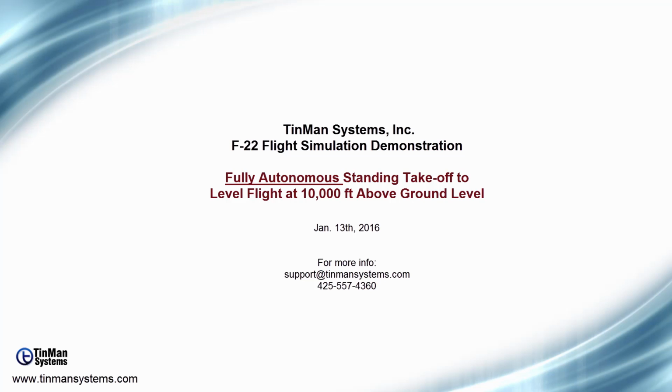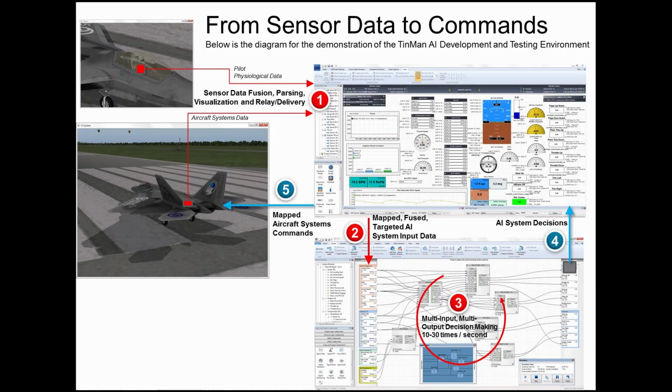In this short video, we're going to show how an F-22 in an aircraft simulation software can be fully made autonomous by using software from TinMan. That's TinMan real-time to receive the sensor data, to map it, fuse it, and to send it on to AI Builder to make decisions and then map those to aircraft commands.